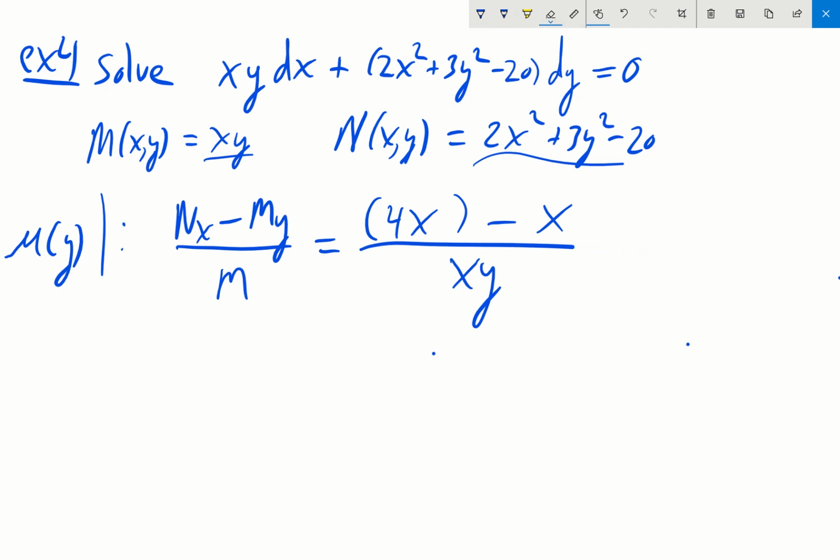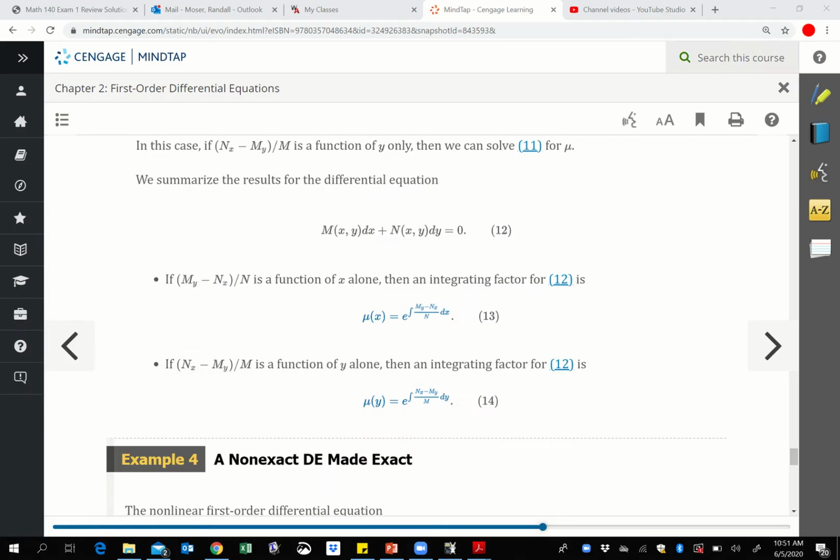This gives us the expression negative 3x divided by xy. The x's cancel, and look at that. We get negative 3 over y, which does depend just on y. And this is good for us because this means that we actually will have an integrating factor. And I made a mistake here on my sign. That should be a positive 3, sorry.